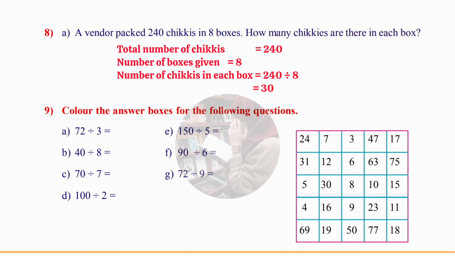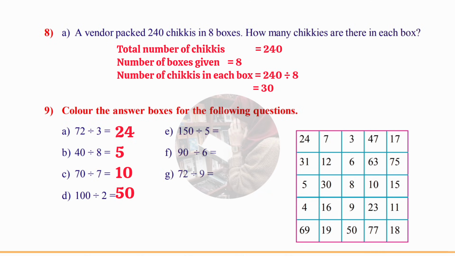Okay, let's see. So 72 divided by 3. 3 twos are 6, 1 will be left, 2 will come downside, means 12. 3 fours are 12. So 24 is the answer. You have to color 24 block. Okay, next second one is 40 divided by 8. So 8 fives are 40. So 5 is the answer.